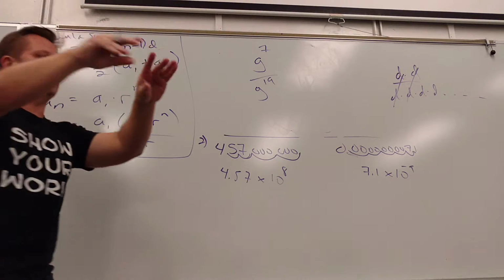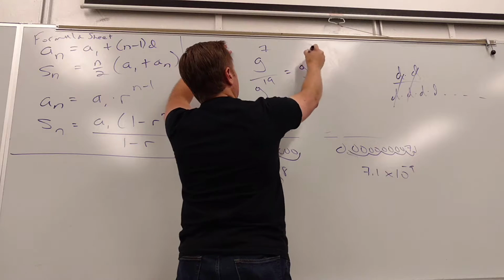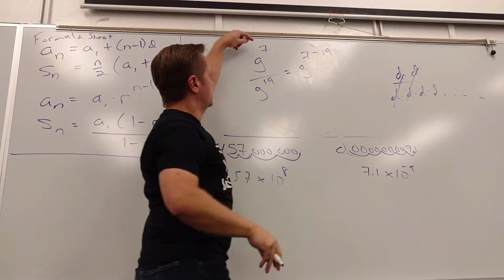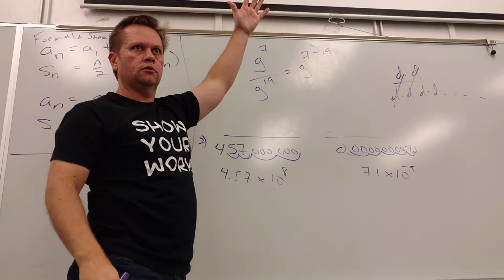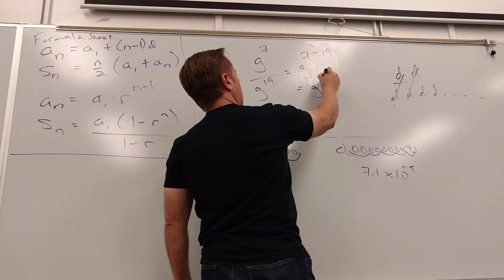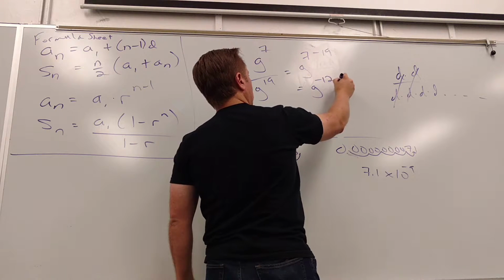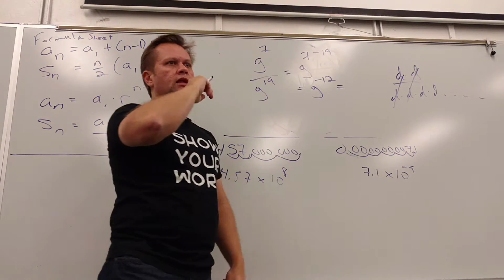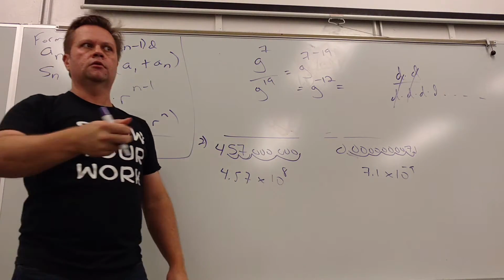So again, you could do this. You could say g to the 7 minus 19, because what's the rule? You subtract powers. 7 minus 19 is negative 12. But then don't stop there. You can't have a negative power at the end. You've got to go one more step: 1 over.